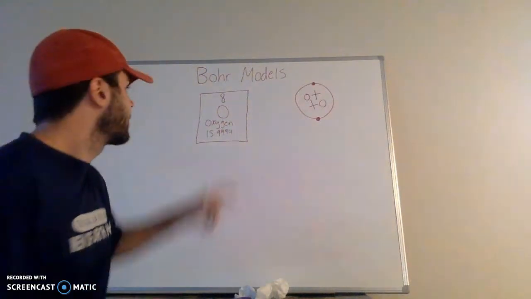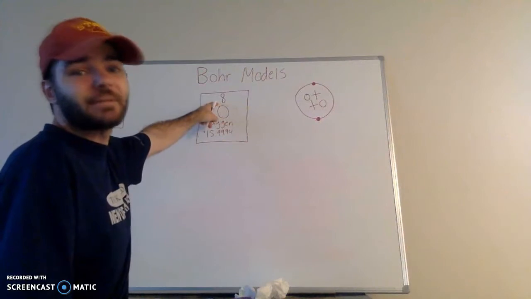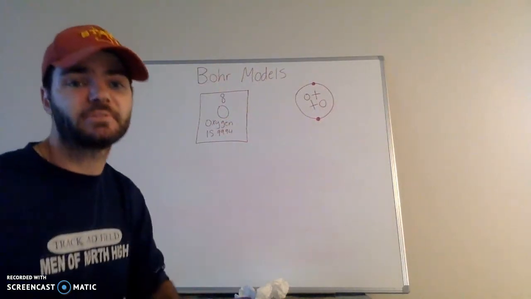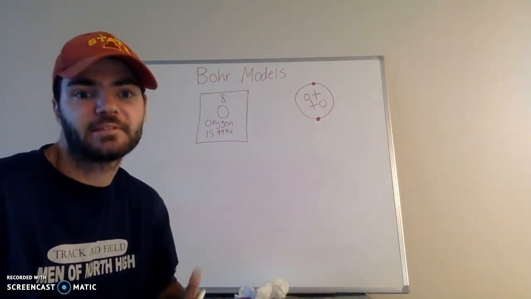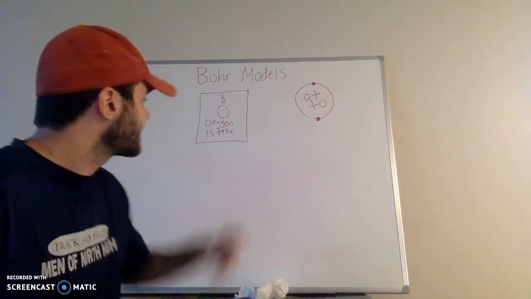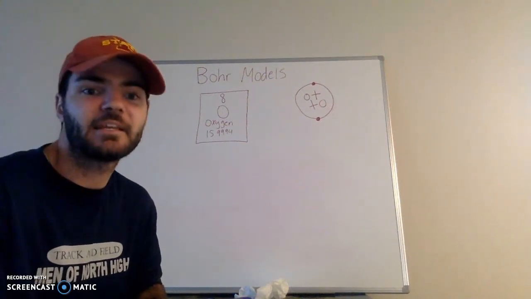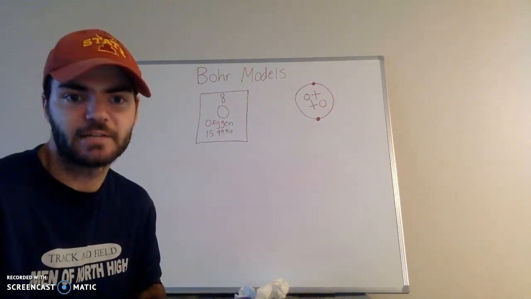If you remember, that whole number at the top of each box is our atomic number. What makes the atomic number so nice is that the atomic number tells us how many protons the atom has, okay? So I see that oxygen has the atomic number 8. That tells me that it has 8 protons, all right?